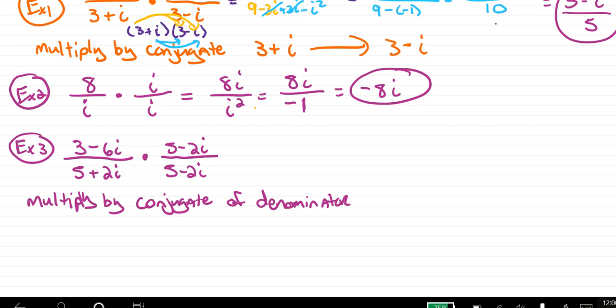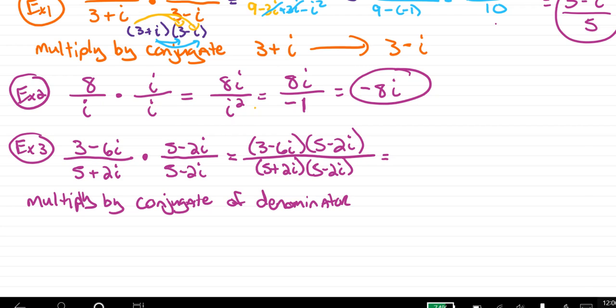We can't multiply by 2 on the top and 7 on the bottom and then say that these things are still equal. So then we're going to do our equal sign. Again, the multiplication, it's going to be 3 minus 6i, that's what we're multiplying on the top, times 5 minus 2i. On the bottom, we'll be multiplying 5 plus 2i times 5 minus 2i.